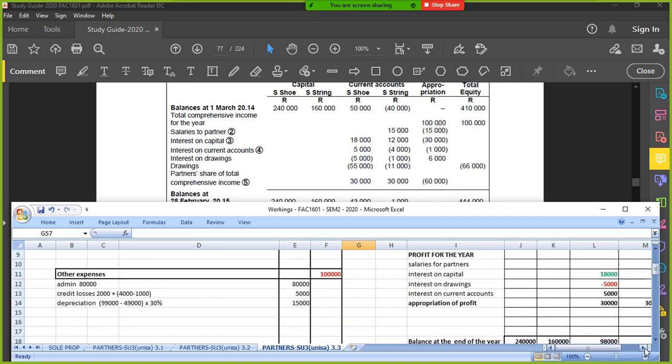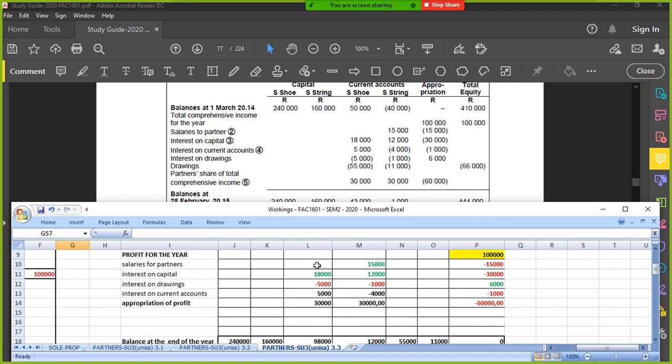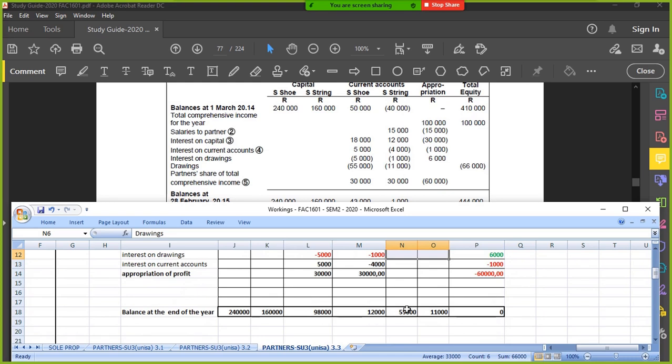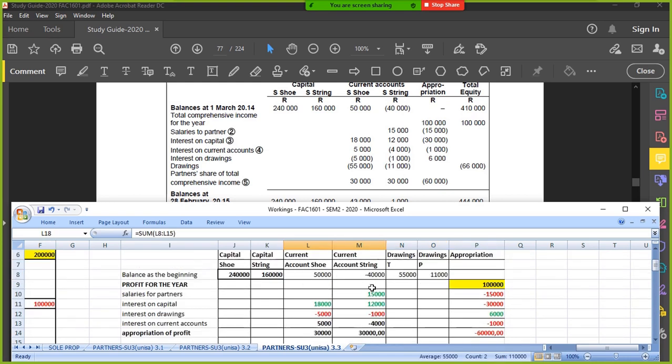Let's check the appropriation. Does it look the same? Notice they've obviously closed off the drawings. They tend to close off drawings to the individual column. So all they've done is look at what we've done in this column and closed it off to that one. So they've just reduced the current account. I prefer keeping it separate, but it's up to you. You can do it like them.